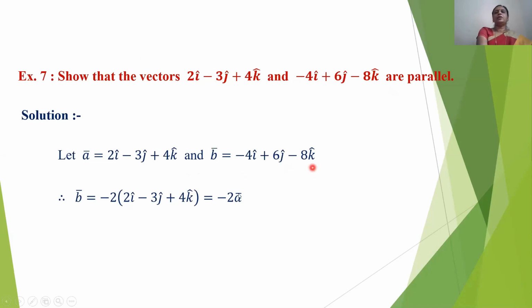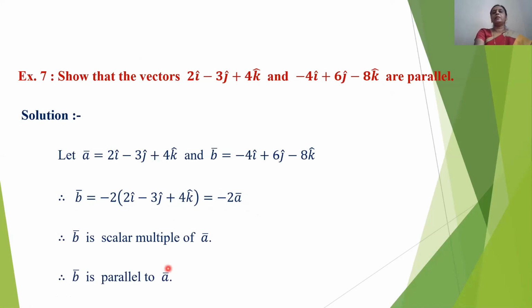From this b bar you can take 2 common. Therefore take 2 common. After taking minus 2 outside the bracket, in the bracket it will be 2i minus 3j plus 4k. And what is this in the bracket? That is nothing but a bar. You keep that value of a bar, and in this way b bar will be minus 2 times a bar. It means one vector is a scalar multiple of the other, and if one vector is a scalar multiple of the other, then the vectors are collinear, which means they are parallel to each other. Okay, write down b bar is a scalar multiple of a bar, therefore b bar is parallel to a bar.